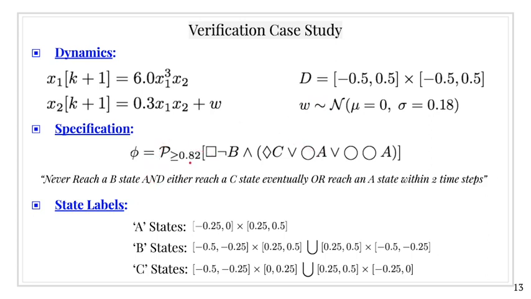We have the following probabilistic specification. We want the set of initial states of D from which the probability of satisfying this temporal logic specification is greater than 0.82. In natural language, this specification translates to never reach a B state and either reach a C state eventually or reach an A state within 2 time steps. The state labels are shown below.